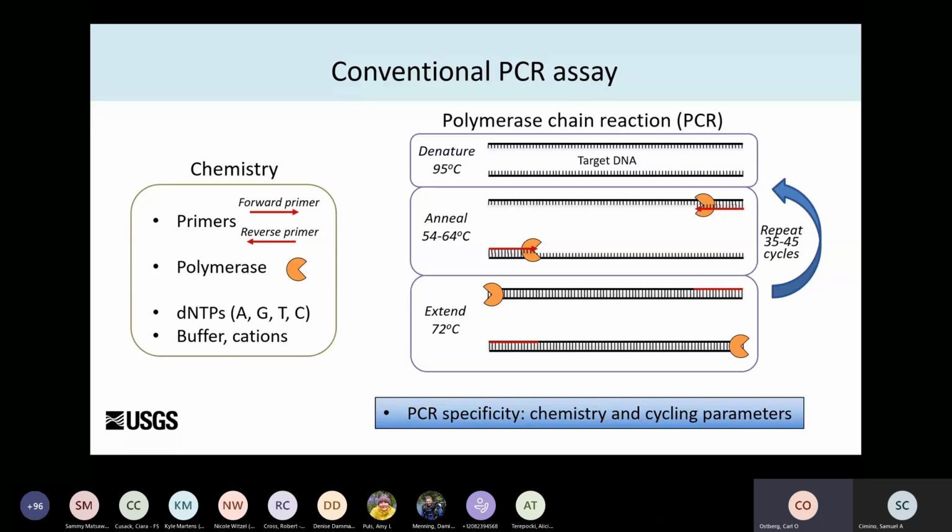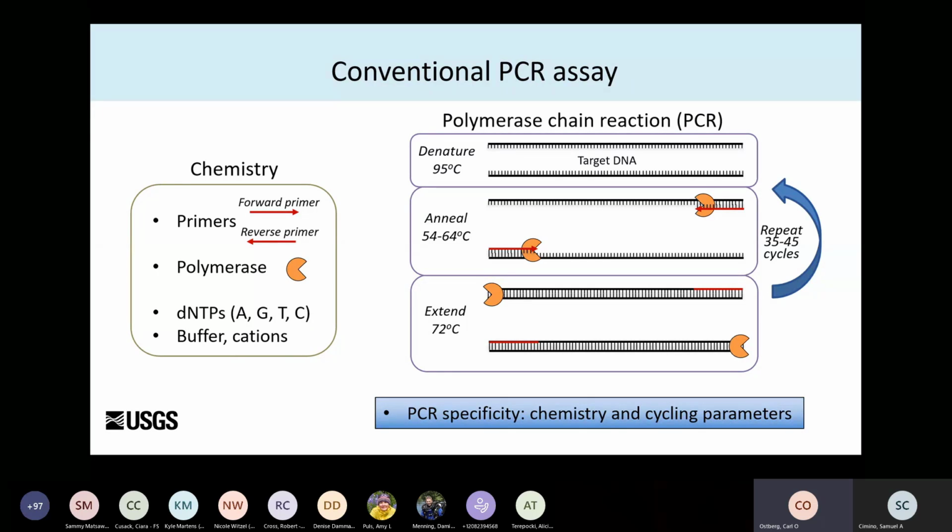But what we're doing is reducing the temperature to an optimal point that allows the primers to anneal to the single-stranded DNA first. We're going to be doing this anneal somewhere between 54 to 64 degrees, typically. So the primer is going to bind, and then the polymerase is going to bind to the primer-bound DNA. Then there's a third stage, which is an extension, and this is where the polymerase synthesizes the new strand of DNA. These three stages are repeated for 35 to 40 cycles, depending on your application.